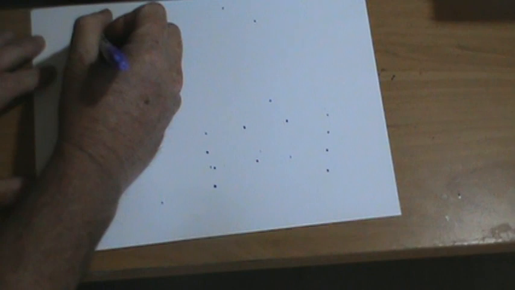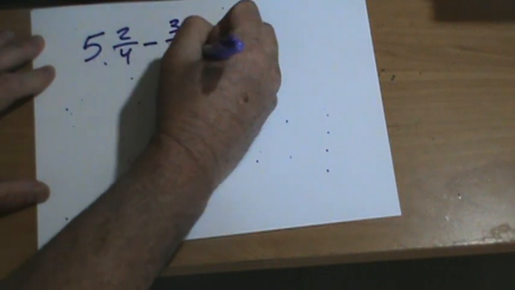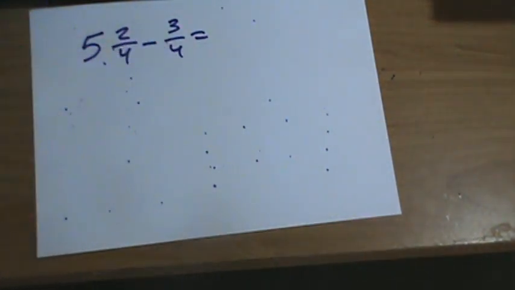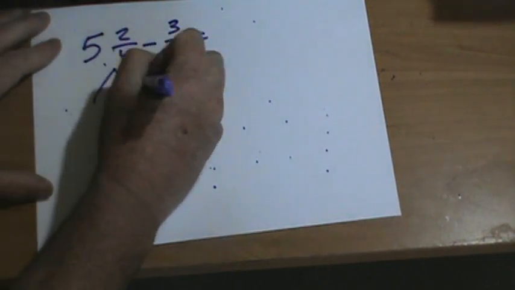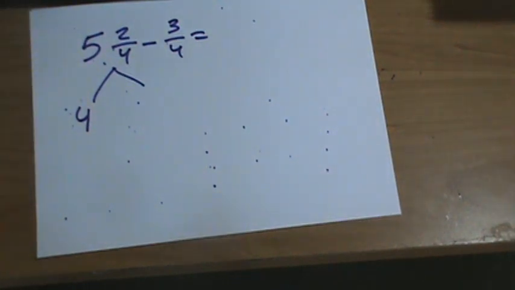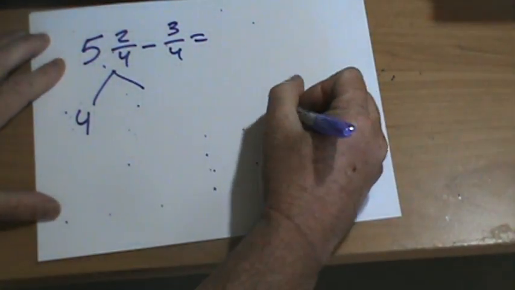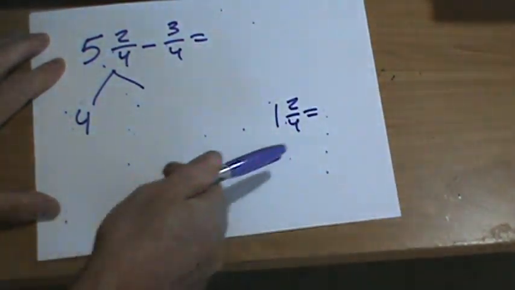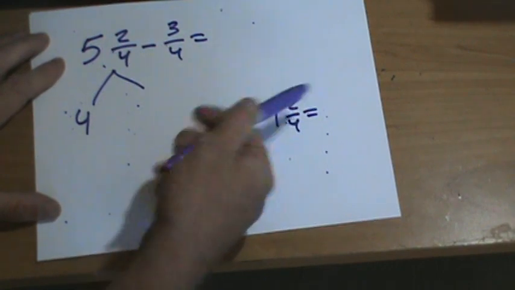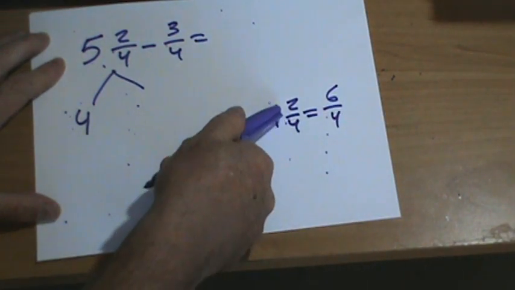Let's go ahead and take a look at another one. And we'll do 5 2/4, subtracting 3/4. And once again, we see the problem, don't we? 3/4 is larger than 2/4, so we're going to decompose here. And this is going to become 4. And then we're going to add 1 onto that 2/4, okay? Let's just go right to what 1 2/4 would be. How many fourths would that equal? Well, 4 times 1 is 4, plus 2, that would be 6/4, right? 4 times 1 is 4, plus 2 is 6, so it's 6/4.